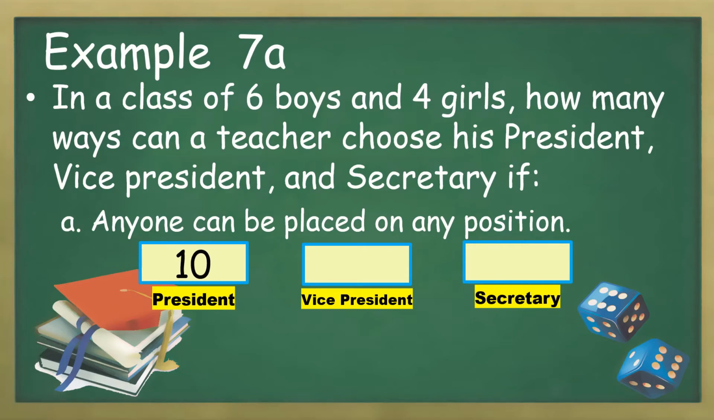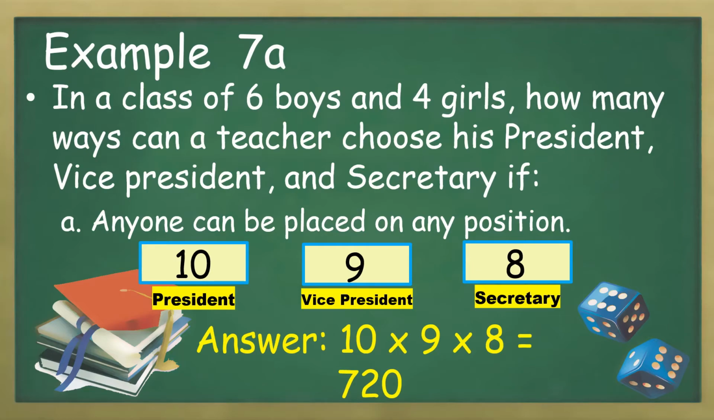Then for the vice president, we're going to only have 9 choices because we already have 1 student on our president position. So from 10 choices, we remove 1 student because that student is already the president. There will be only 9 choices for your vice president. Then for the secretary, we will only have 8 choices because we have to remove another one from the choices for our vice president. So multiplying these numbers will give you 720.